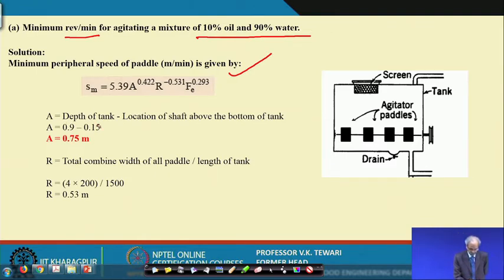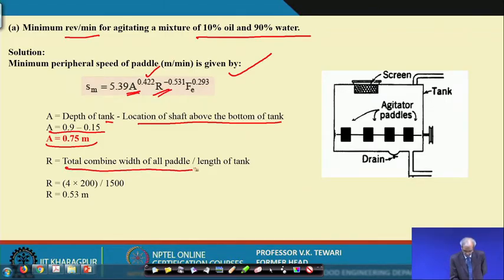So, A is the depth of the tank minus the location of the shaft above the bottom of the tank. So, what you get is 0.9 minus 0.15, because the location of the shaft above the bottom was given already. Then A is actually 0.75. A is raised to 0.422, this you need to remember. R here is the total combined width of all paddles by the length of the tank, very important. This is raised to minus 0.531, this you need to remember.